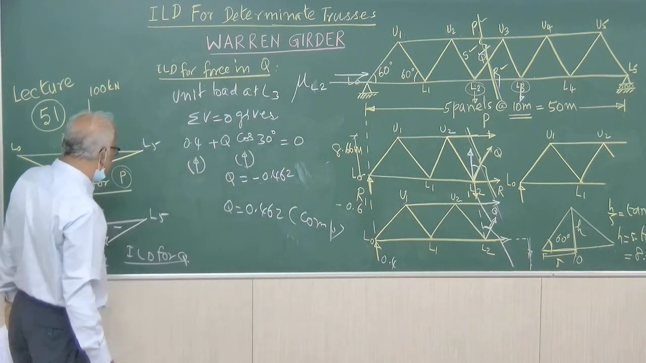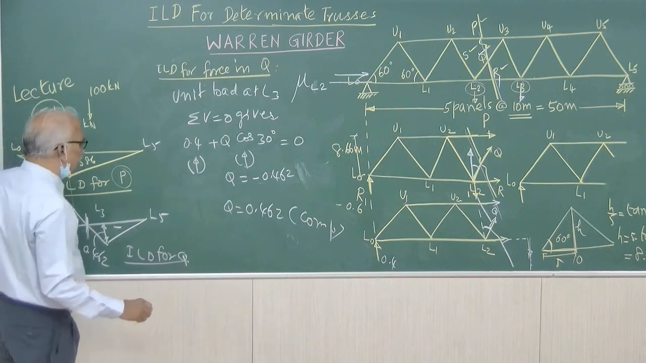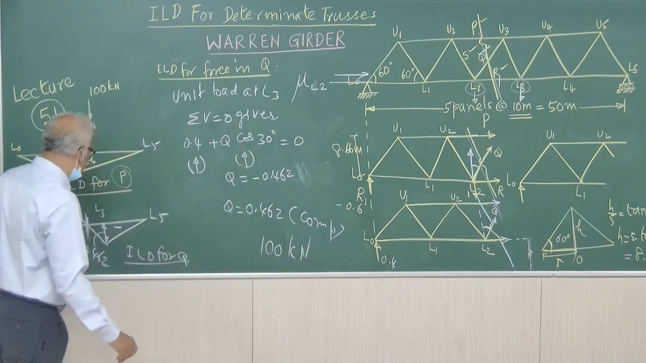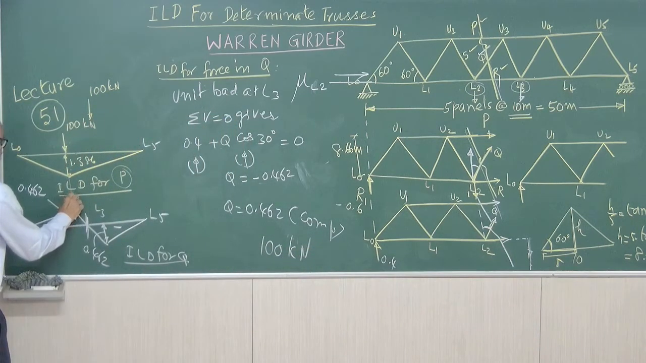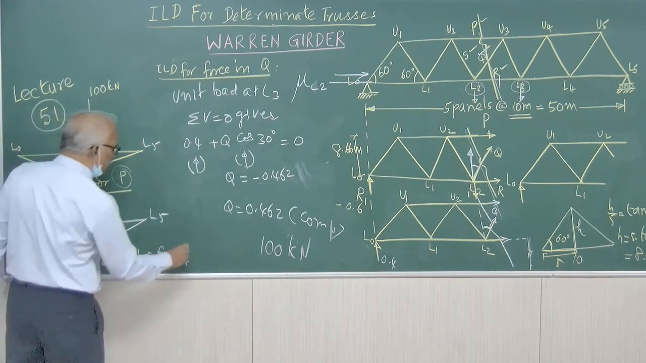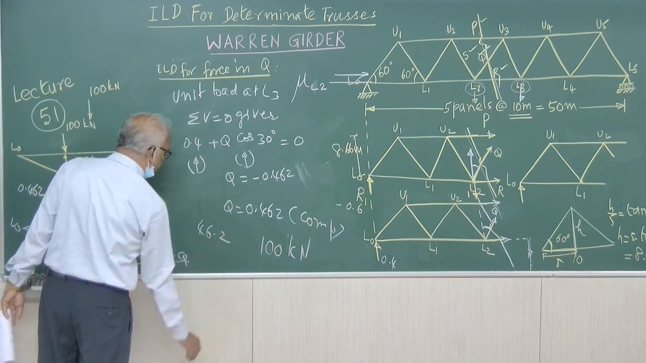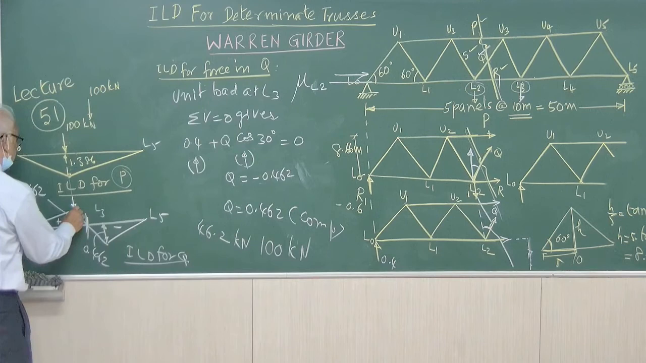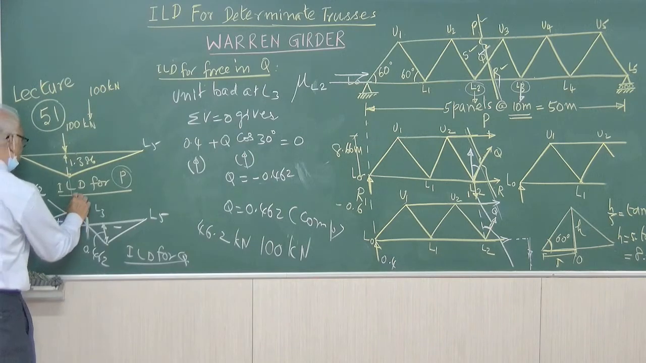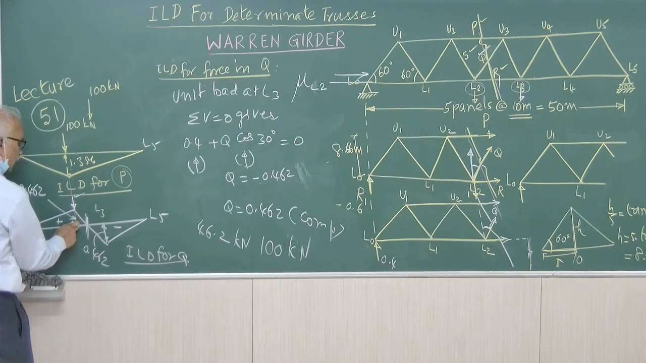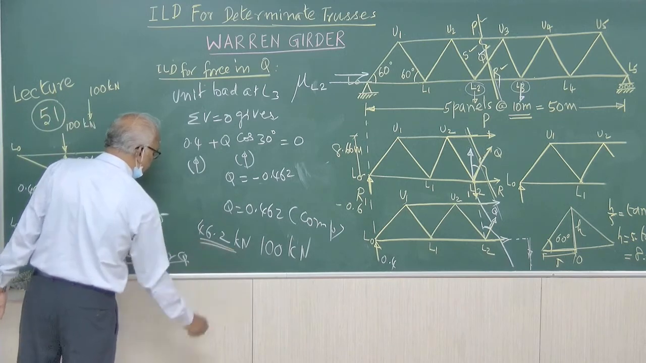The maximum tensile force, I will just avoid the calculations because it is traversed by a load of 100 kilonewton. Therefore, when the 100 kilonewton load is on this section, the member will be subjected to maximum tension whose value equal to 46.2. 100 into 0.462 equal to 46.2 kilonewton, because this is the maximum ordinate. When the given load is exactly over L2, 100 into 0.462 is the maximum tensile force to which the member is subjected to.